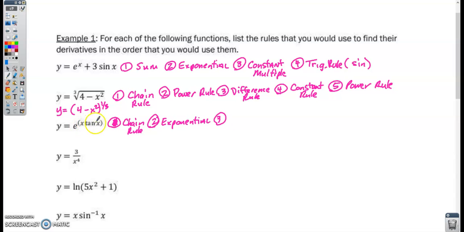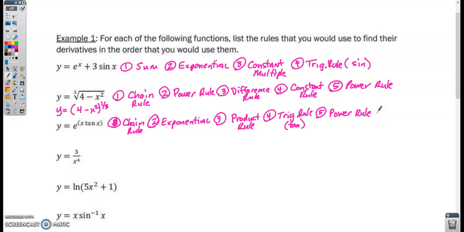So how do I find the derivative of x times tangent of x? I start with the product rule, and then I've got x times the derivative of tangent of x, so I need to use the trig rule for tangent next. And then I need to take the tangent of x times the derivative of x. And in order to do that, I need to use a power rule for the derivative of x.